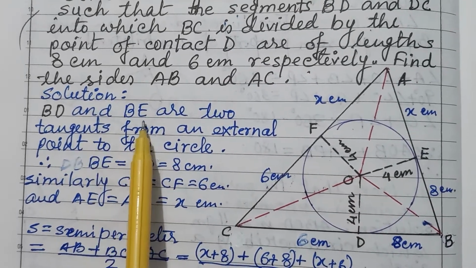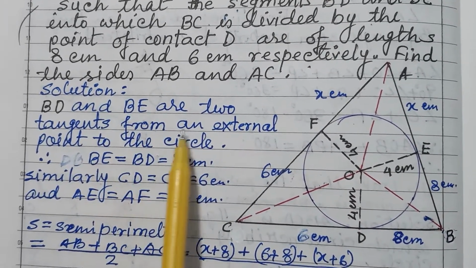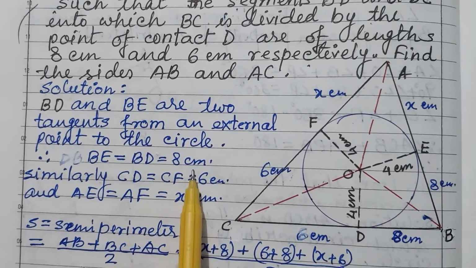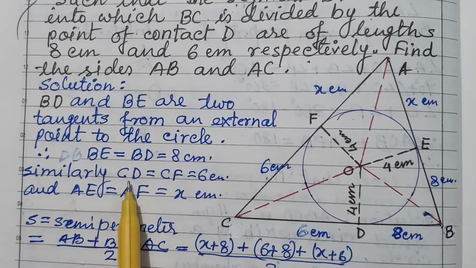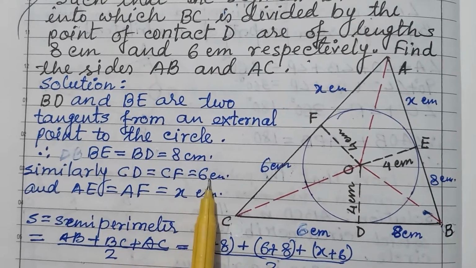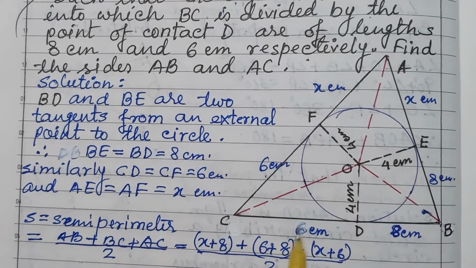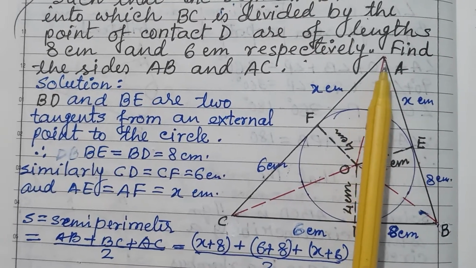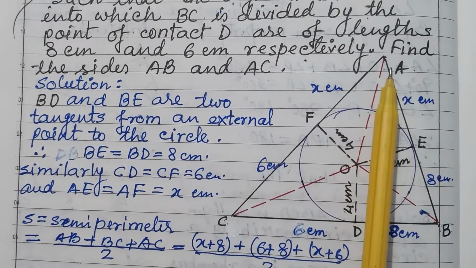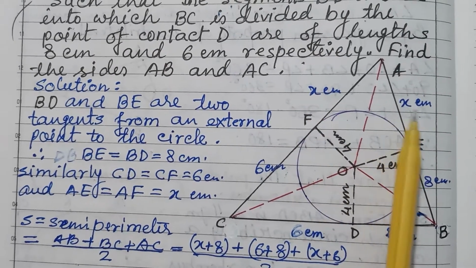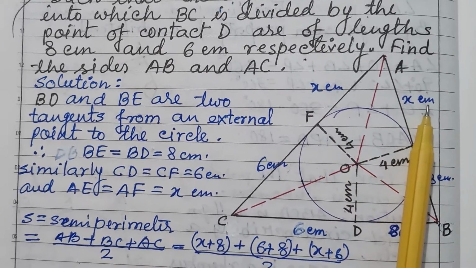BD and BE are two tangents from an external point to the circle. BE is equal to BD is equal to 8 cm. And similarly, CD is equal to CF is equal to 6 cm. Now we can say from point A, two tangents AF and AE are equal. So it is x centimeter.